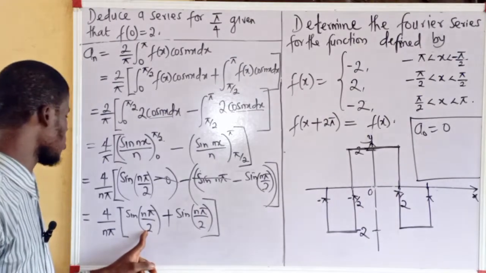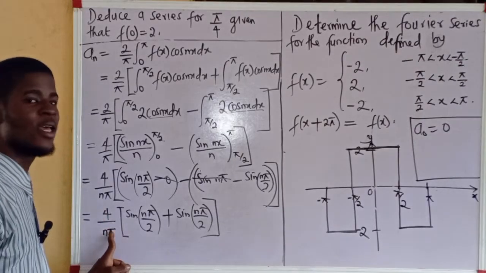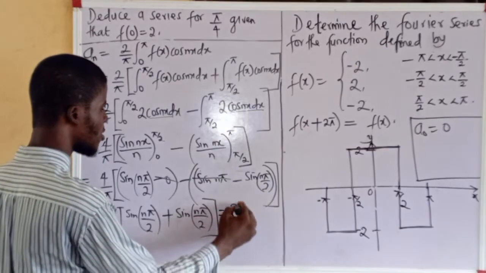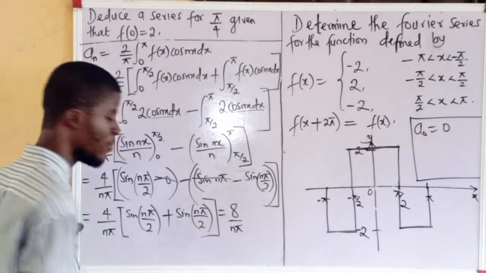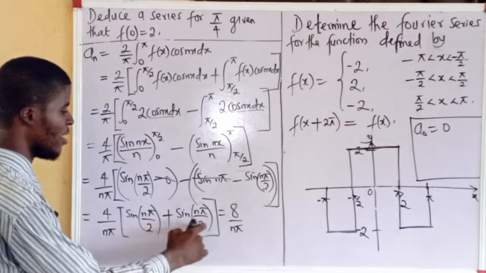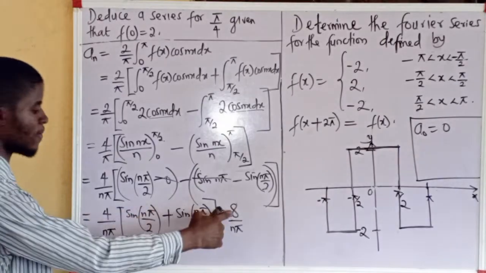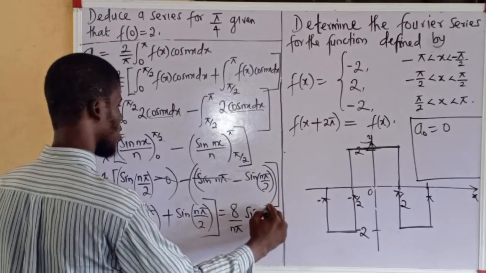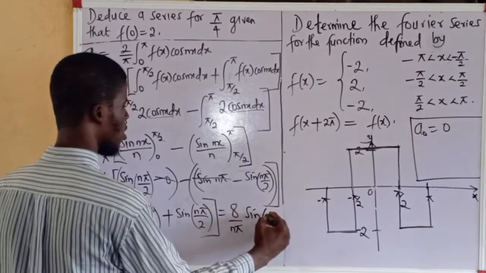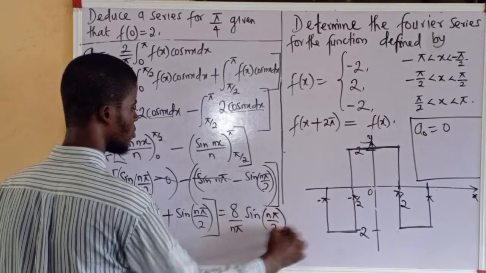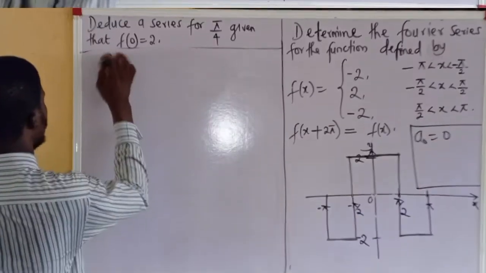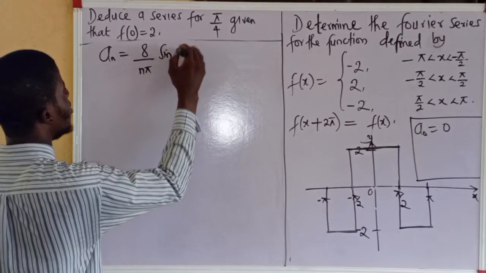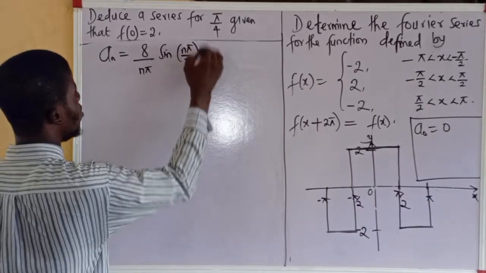All right. So if we multiply 4 over n pi by 2 sine n pi over 2, we are going to obtain 8 over n pi. You get the point now? This is 2 sine n pi over 2. 2 times 4 is 8. The n pi is still there. Then we have sine n pi over 2. So a sub n is equal to 8 over n pi sine n pi over 2.